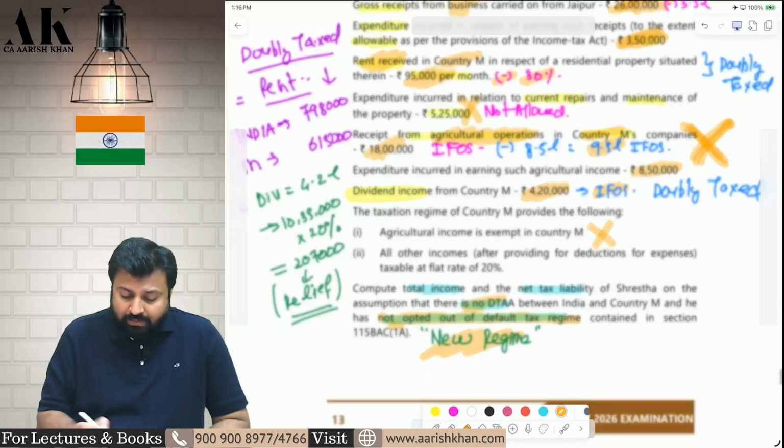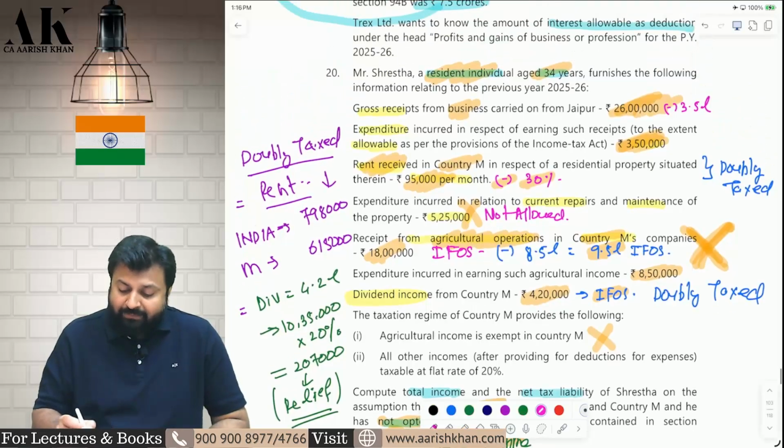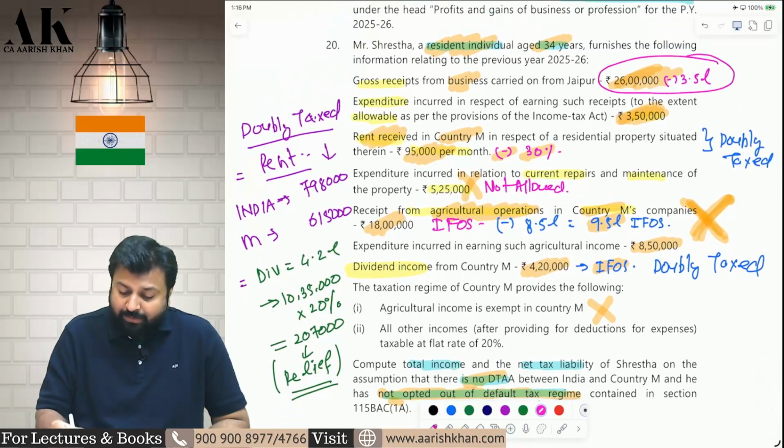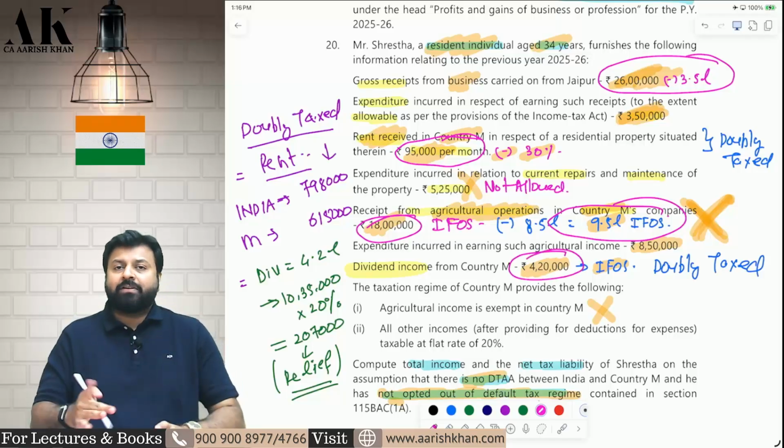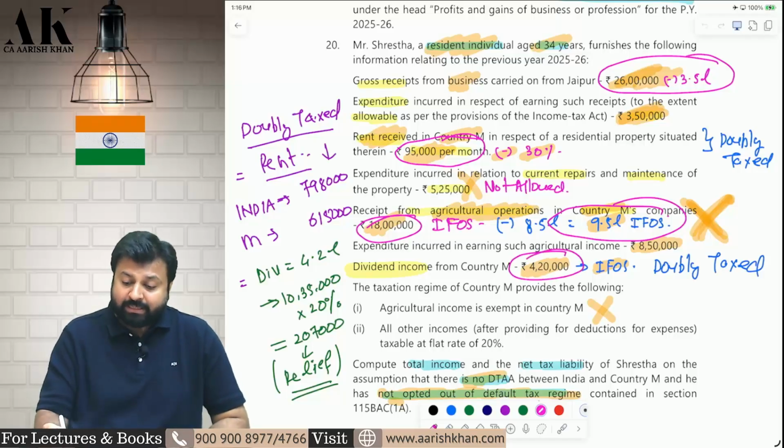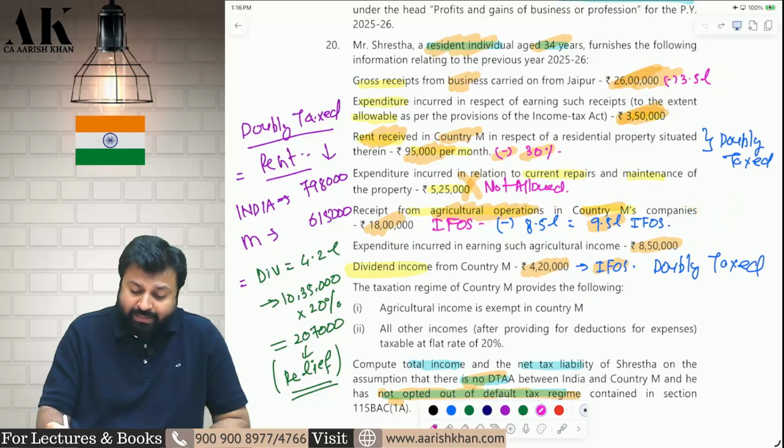Okay. So we have to compute total income. So total income will include what? 26 lakhs minus 3.5 lakhs. Then 95,000 minus 30%. Then 18 lakhs minus 8.5 lakhs. And then 4,20,000. Then you have to compute tax. After you have computed tax, now you need to find out doubly tax income. Now the most important catch over here is doubly tax income.